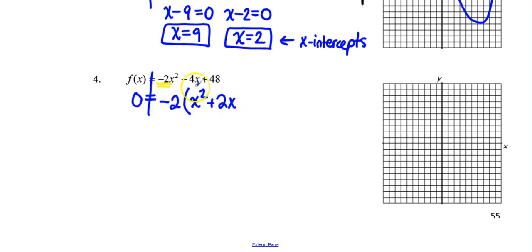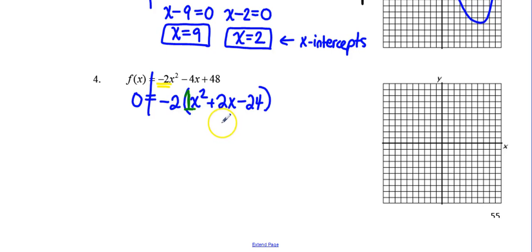Same question, negative 2 times what gets me a 48? Or if I'm not sure in my calculator, I could do 48 divided by negative 2. The answer to both of those questions is minus 24. I now have A as 1, because again we have an invisible 1 in front of this x squared.